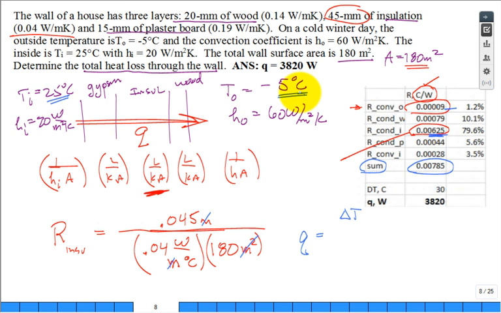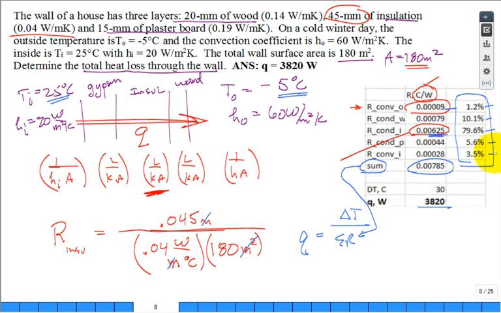You were all good. So you have 30 divided by the sum of the resistances right there. And it comes in at that many watts. And there's your answer. 3,820 watts. Now there's a little diagnostic right over here. What do you think that is? 1%, 10%, 80%, you know.